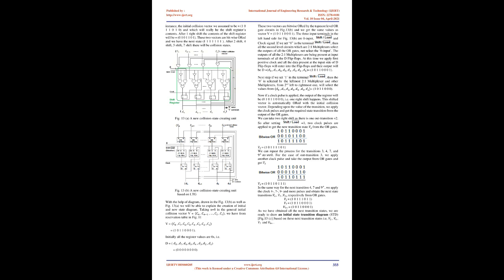For instance, the initial collision vector we assume to be equals 10111010, and which will really be the shift register's contents. After one right shift, the contents of the shift register will be equals 010101. These two vectors are bitwise ORed and we have the next state 11111111. After 2 shift, 4 shift, 5 shift, 7 shift there will be collision states.